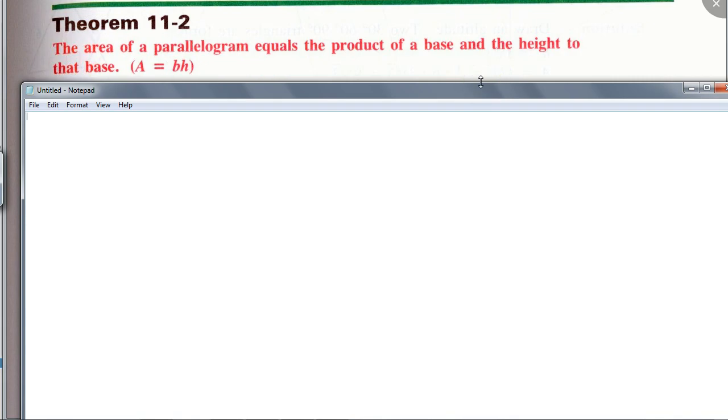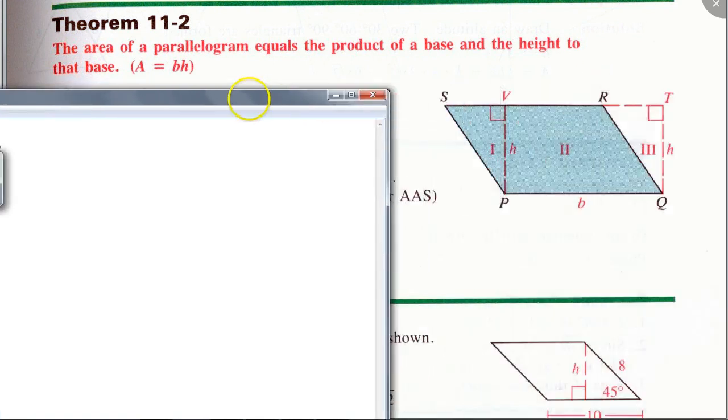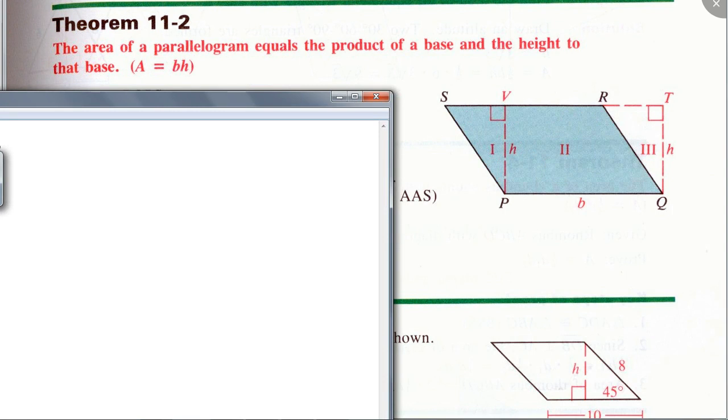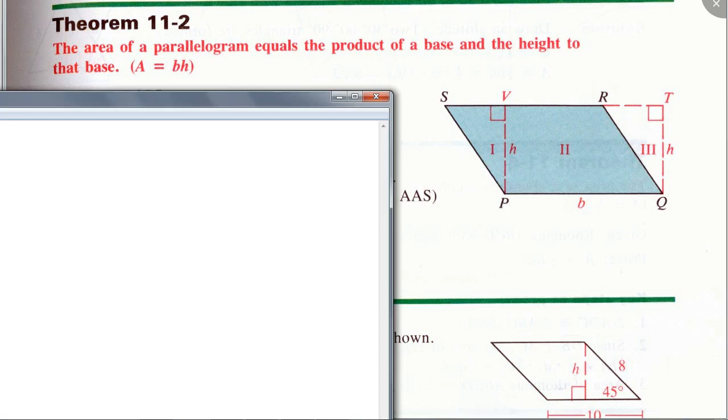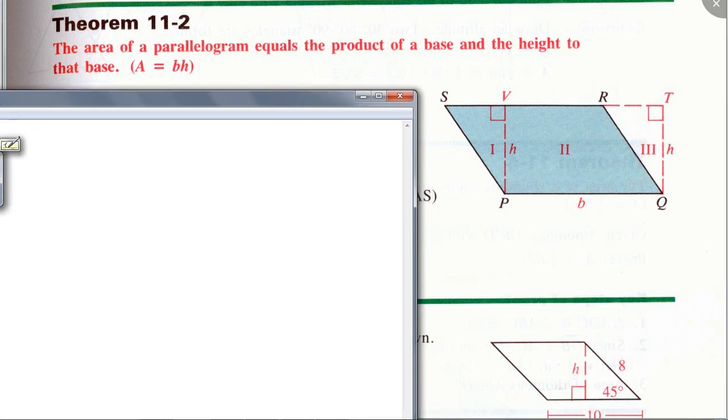The area of a parallelogram, as you said, equals the product of a base and the height to that base. It's important that they say height to that base, because if you have a parallelogram, any side could be the base, right? So if you chose a base, we're talking about the height up to that base. And here's a picture, and this picture gives you a hint as to how you could prove that the area of a parallelogram is base times height. Okay, so write that down. I'll wait for you.